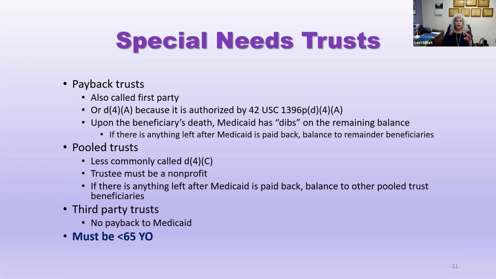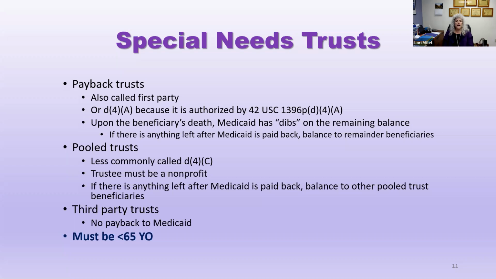Third-party trusts are trusts that typically parents set up for a disabled child, and there is no payback to Medicaid because it isn't the Medicaid beneficiary's money that funds it. For the pooled trust and the payback trust, the money that goes into those trusts belongs to the Medicaid beneficiary, such as from an inheritance or being mistakenly named as a beneficiary of a retirement account.